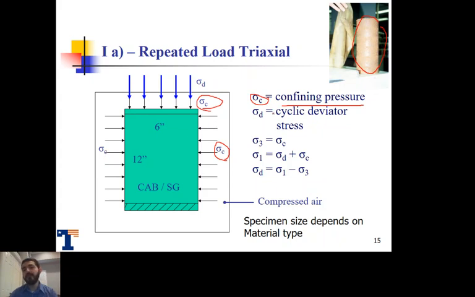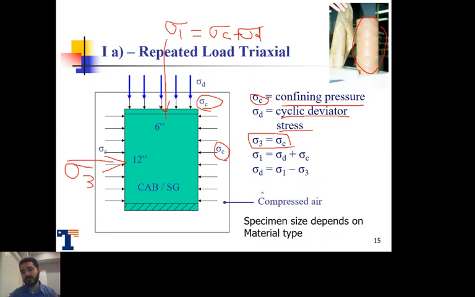On top of this, while we're loading the sample, we load it with a cyclic deviator stress, sigma D. Going back to foundation or geotechnical engineering, sigma 3 in this case is sigma C, and sigma 1 will be sigma D plus sigma C. So sigma 3, which is typically on the side, is equal to sigma C, and sigma 1 is going to be the summation of sigma C, which is the confinement stress, plus sigma D, which is the deviator or deviatoric stress.